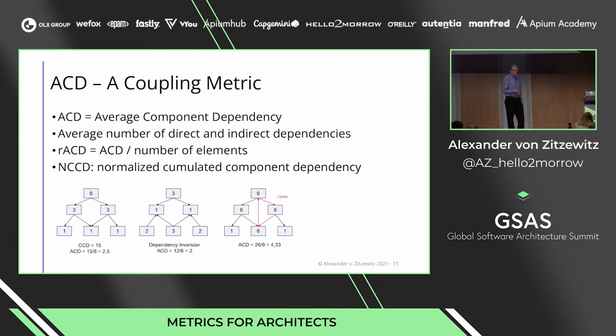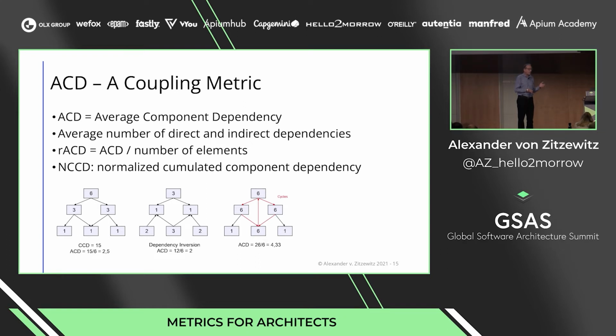If we add up all the numbers, 6 plus 3 plus 3 plus 3 times 1, we come to 15, which would be called CCD, cumulative component dependency. Now if I divide it by the number of boxes, then I get average component dependency, which would be 2.5 on the left graph here. Means every file depends on 2.5 files, including itself. That's valuable information, right?